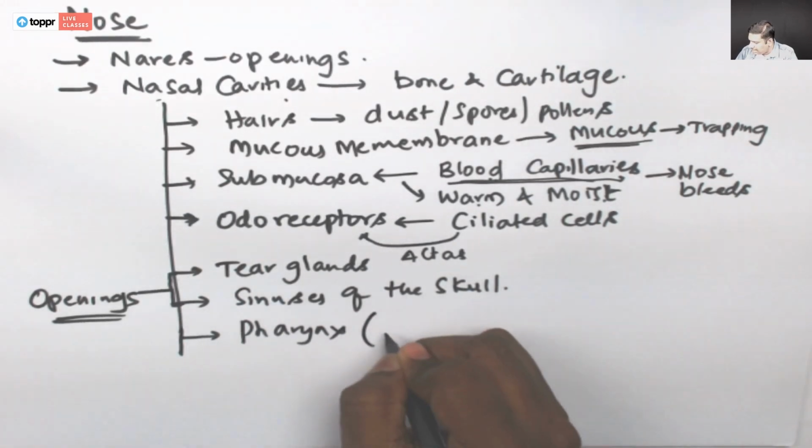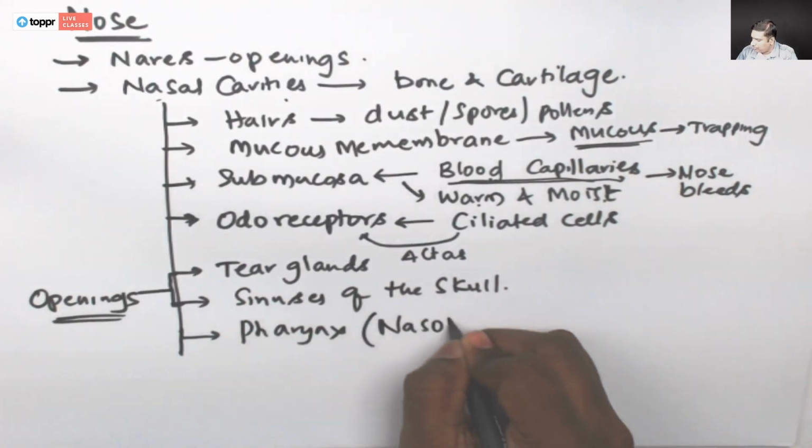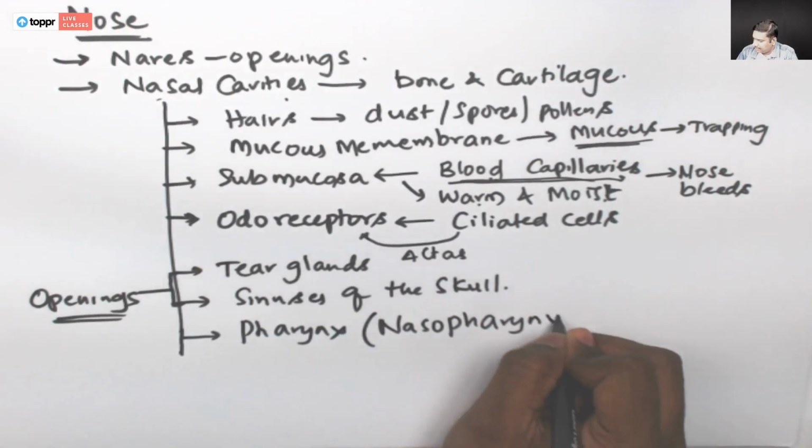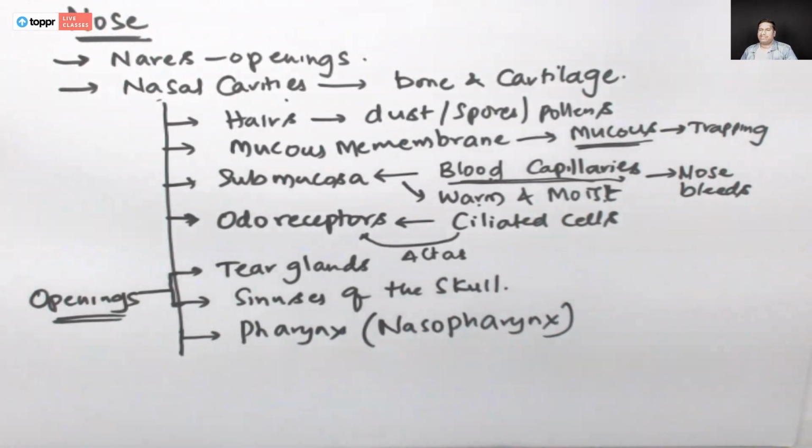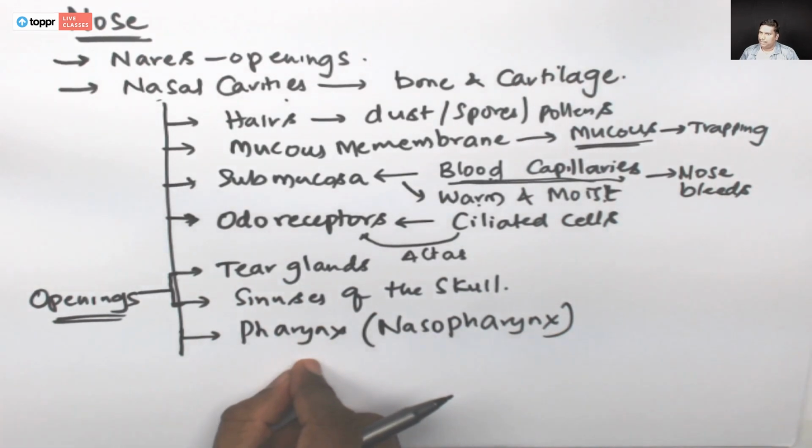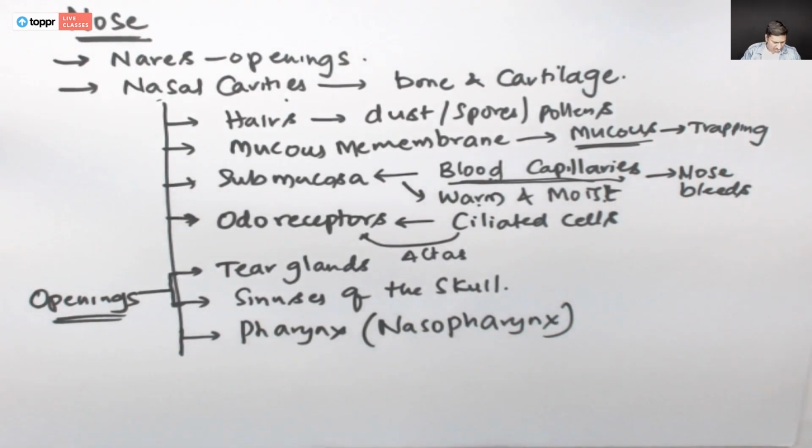Specifically the nasopharynx. The pharynx region is divided into three parts. The entire pharynx is actually funnel shaped, and it is divided into three parts. The top part is called the nasopharynx, then you have the oropharynx, then you have the final laryngopharynx.